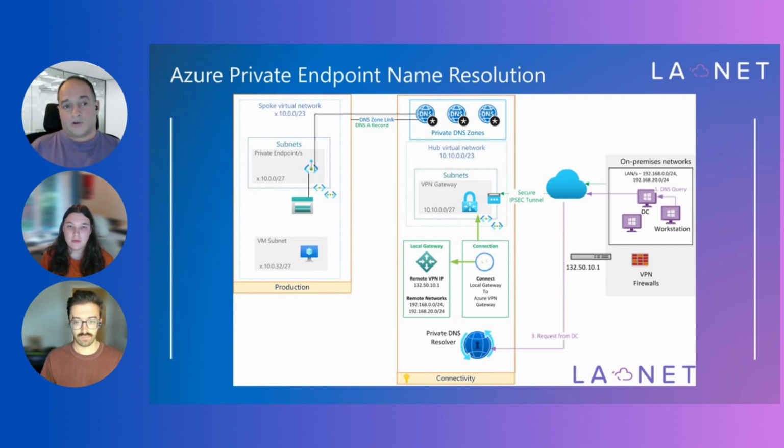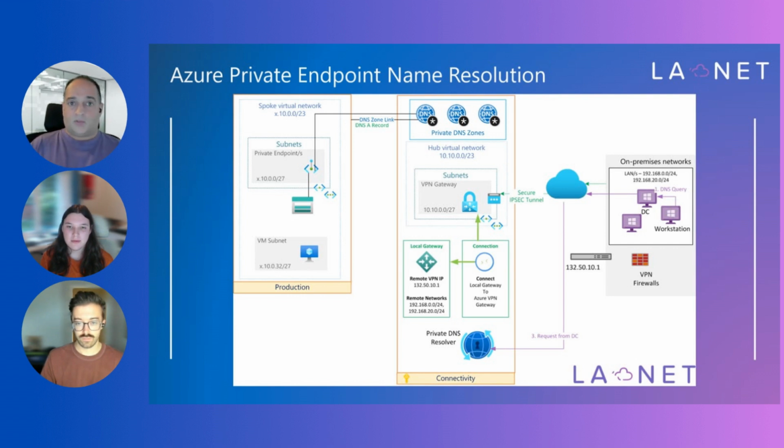And on the on-premises side, we've got a domain controller with conditional forwarders set up to point to the Private DNS Resolver, which is a service in Azure, to go and get those private endpoint IP addresses back for us. And we'll show you that working as well.